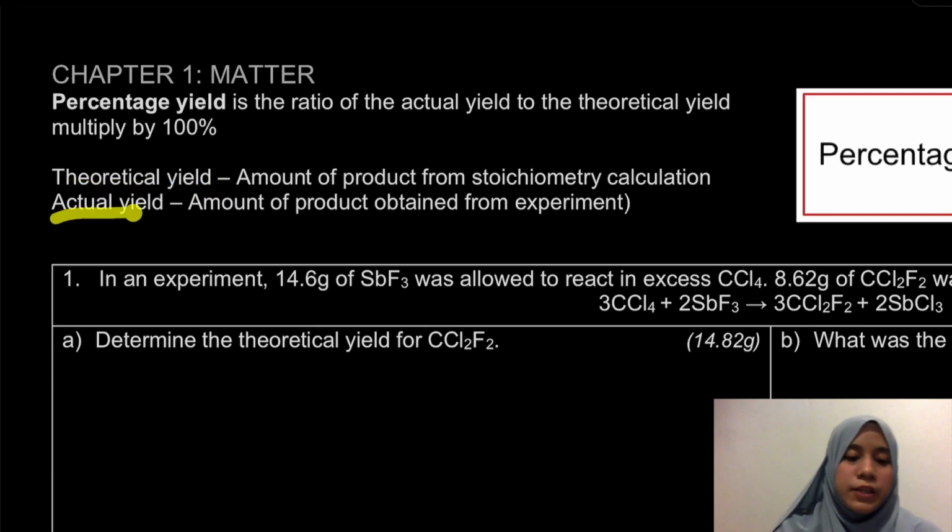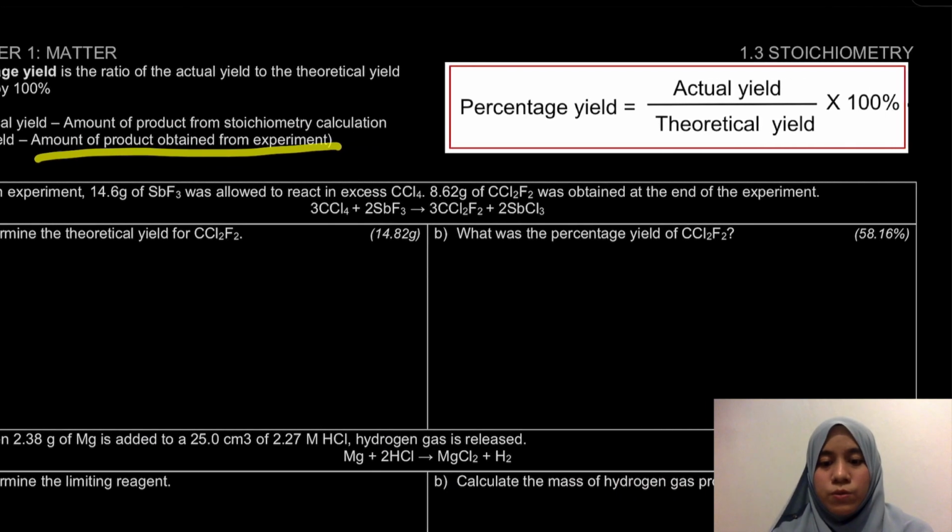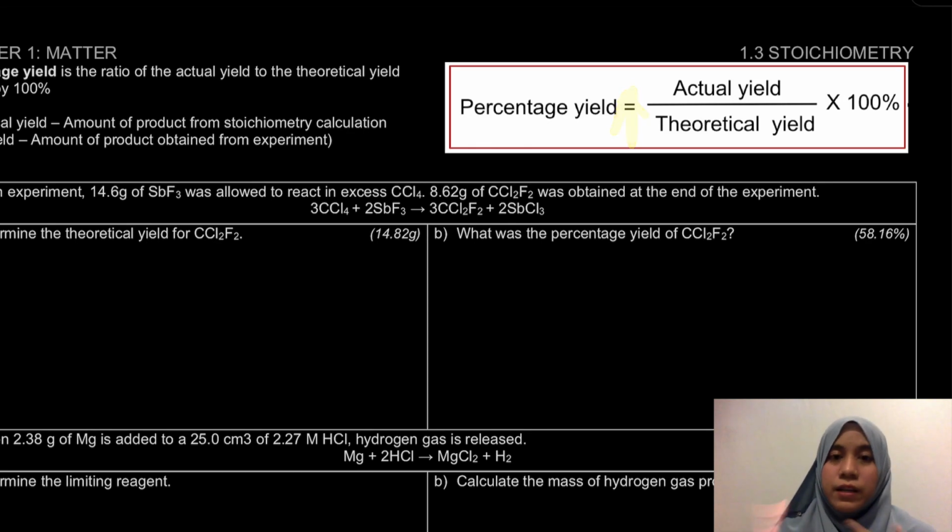Actual yield means the real product, obtained when you do the experiment. At the end you get the product, usually in mass, usually in grams. So that is the amount of product obtained from the experiment. During my degree, we always calculated percentage yield to know whether our experiment was good or not. If our percentage yield is high, it means our experiment is very good and our error is small. So actual yield is what you get in the experiment itself.